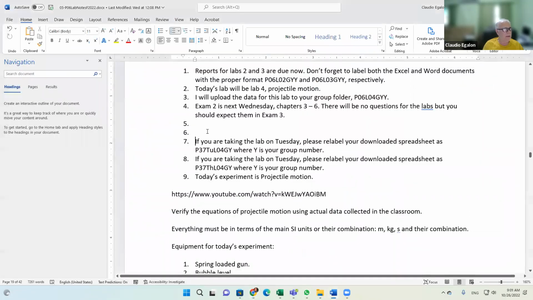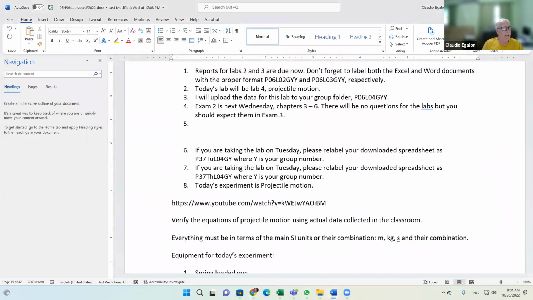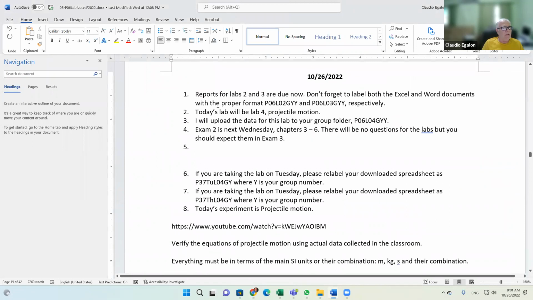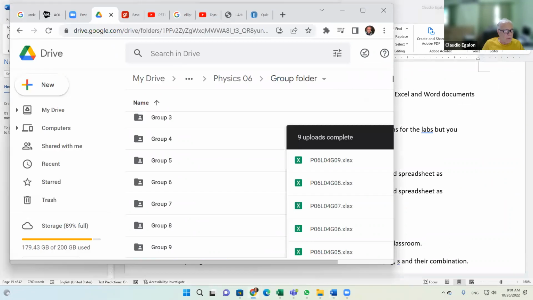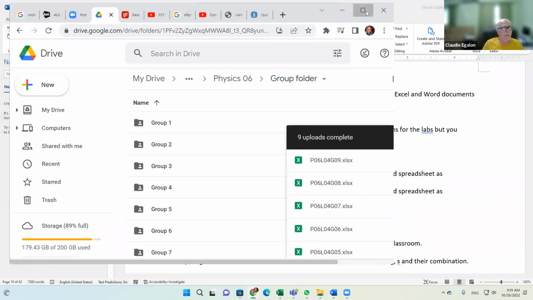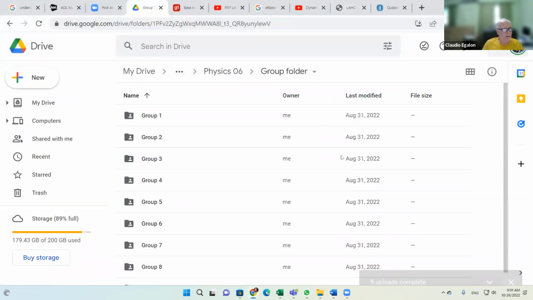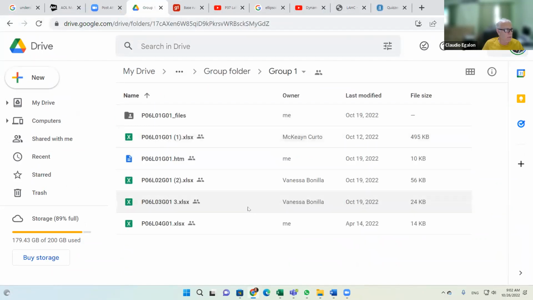So just revising what we said, reports for lab 2 and 3 are due now. Make sure you upload both the Word document and the Excel spreadsheet to your group folder. Let's see, lab 2 and lab 3, right? I can see Vanessa Bonilla here. Hi Vanessa, make sure you take out those numbers here at the end, okay?